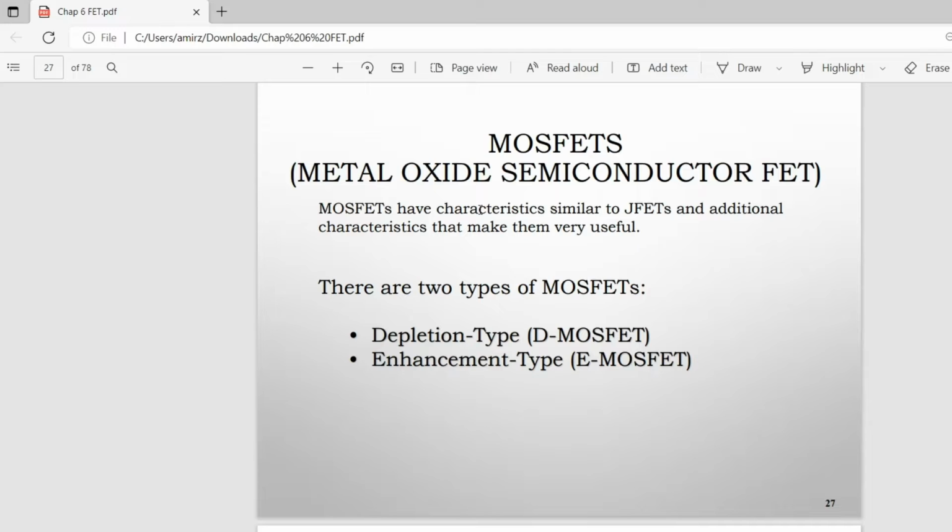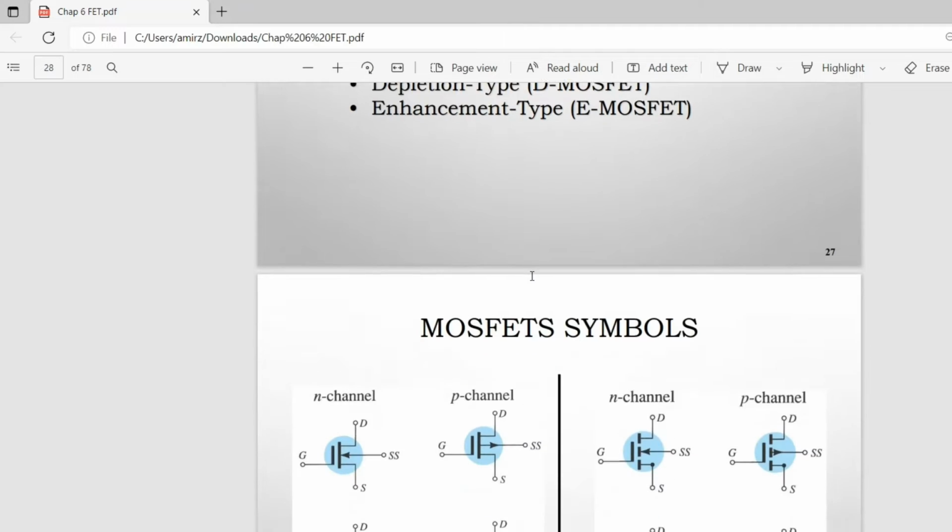Today I would like to present about the MOSFET, metal oxide semiconductor. MOSFETs have characteristics similar to JFET and additional characteristics that make them very useful. Today there are two types of MOSFET, depletion type and enhancement type. I will focus more on depletion type.